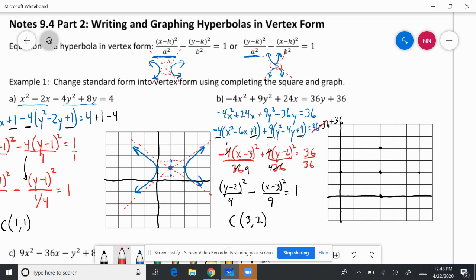Now, I'm going to make my imaginary box. And this imaginary box, once again, helps me with the asymptotes that are diagonal. It helps guide it so I get an appropriate graph. The asymptotes are going to go through the center and the corner of each one for a rectangle.